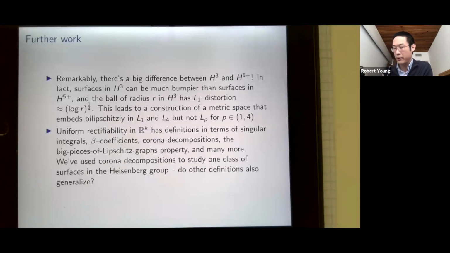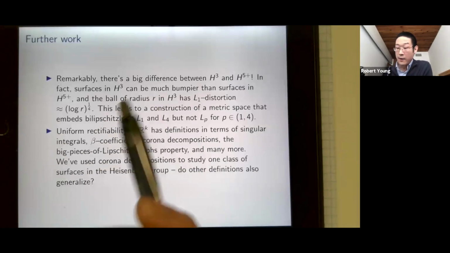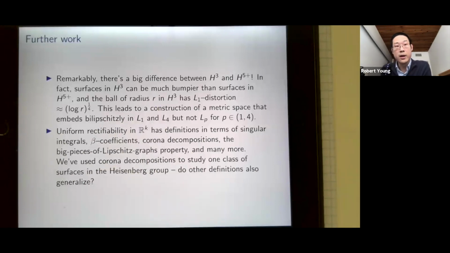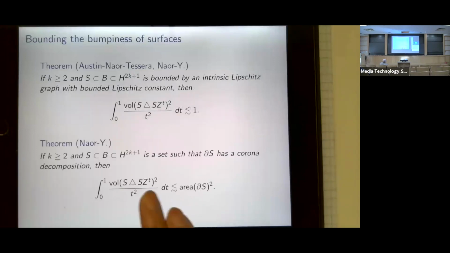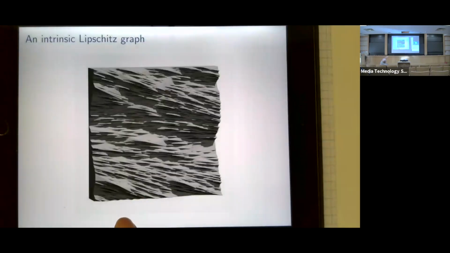And so it seems like there's a difference. In R^n, Lipschitz graphs satisfy nice L2 inequalities. That seems like it might not be true in the 3-dimensional Heisenberg group, but it might be true in the 5-dimensional Heisenberg group. So, can you go back one or two slides? So, are you implying that... Okay. Can you go to the next slide?